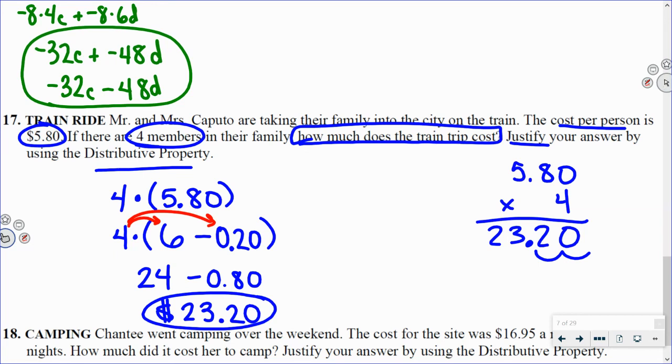Now, as you complete number 18, look how the problems are similar, look how the problems are different, and use these steps to help you out.